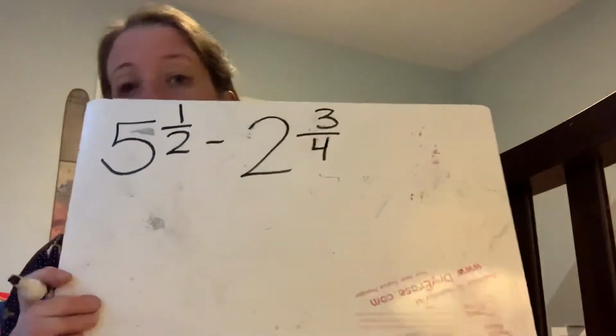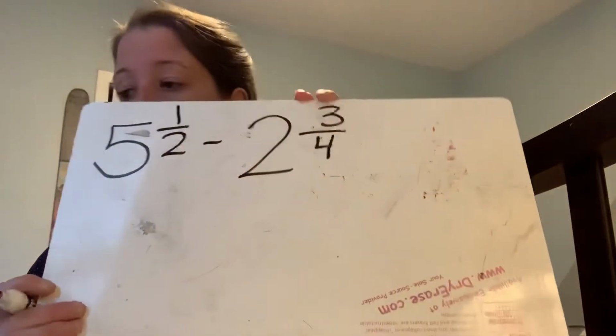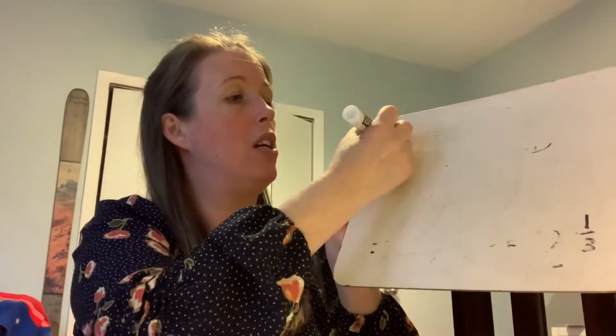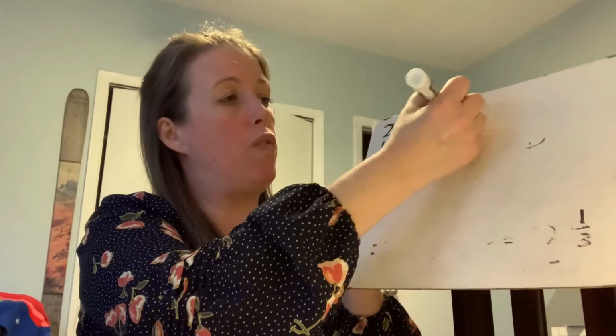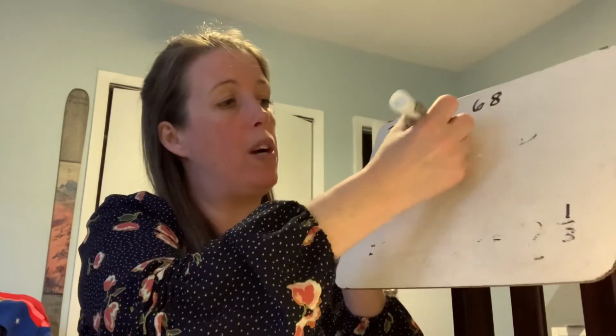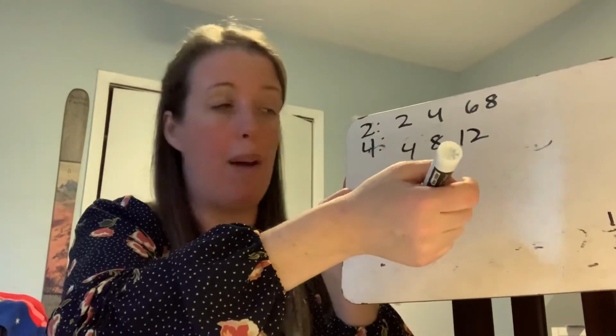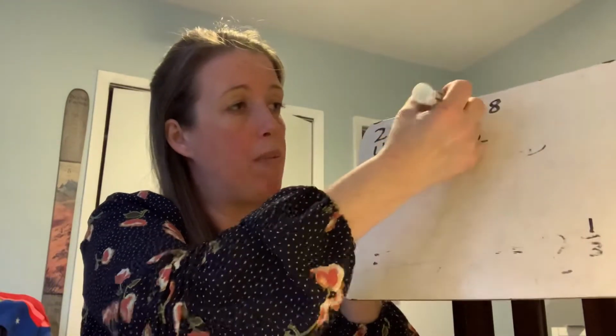So strategy 1, I'm going to just rename the first mixed number. So I have 5 and 1/2 minus 2 and 3/4. You should remember, got to find a common denominator. So I have, and I write this every single time. I'm a math teacher, doesn't matter. I still write down my multiples. I have halves and fourths. 2, 4, 6, 8, 4, 8, 12. I have a couple of common multiples, but I want the smallest one. So I'm going to go with fourths.